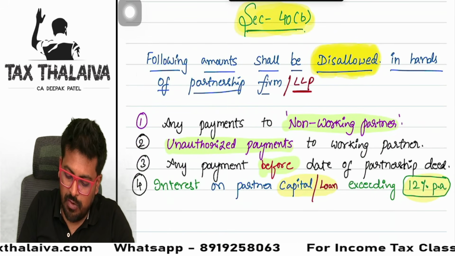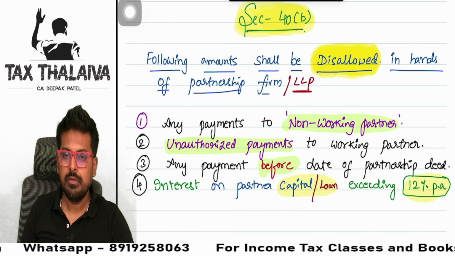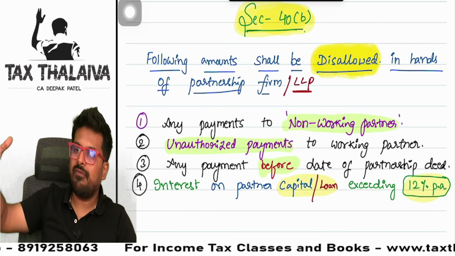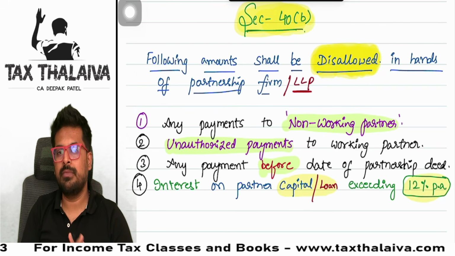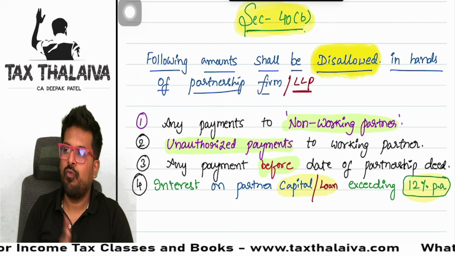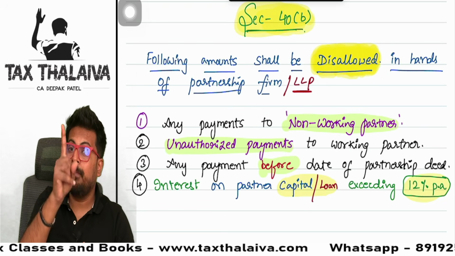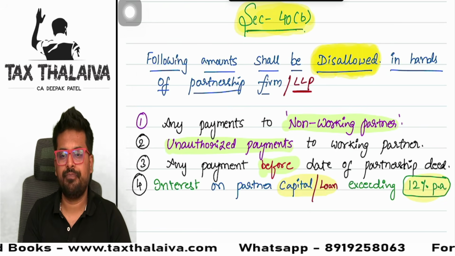The next section is 40B. Guys, you remember, in the case of partnership firms, the partner will bring capital into the business. He will generally expect two things from the partnership firm. One is interest on capital. The other thing he will expect is remuneration. Remuneration may be salary, bonus, commission, whatever we call it.